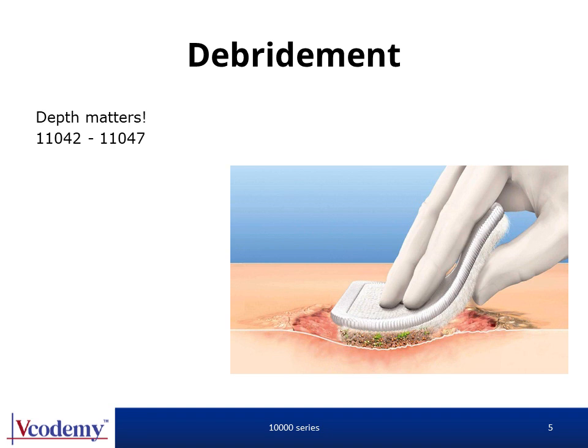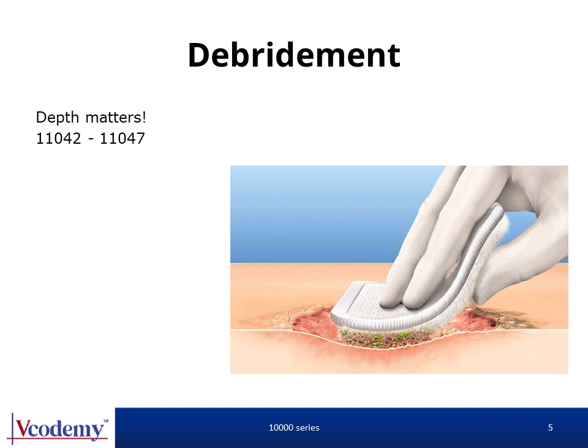When performing debridement of a single wound, report the depth using the deepest level of the tissue removed. In multiple wounds, sum the different lengths together if it is the same depth. Wound care debridement codes are 11042 to 11047. That is the code range. Use these codes when the only procedure performed is wound debridement.